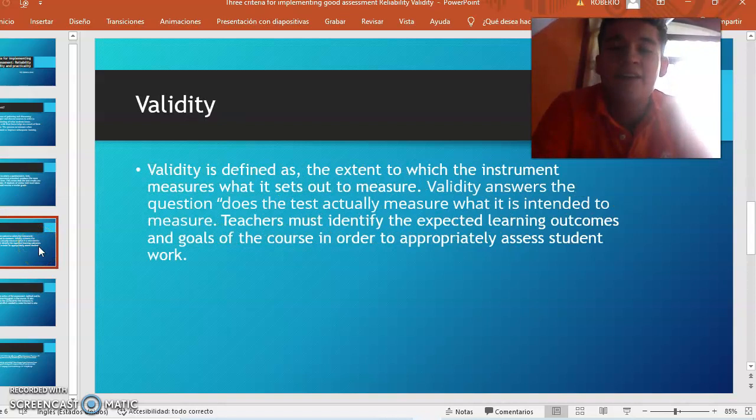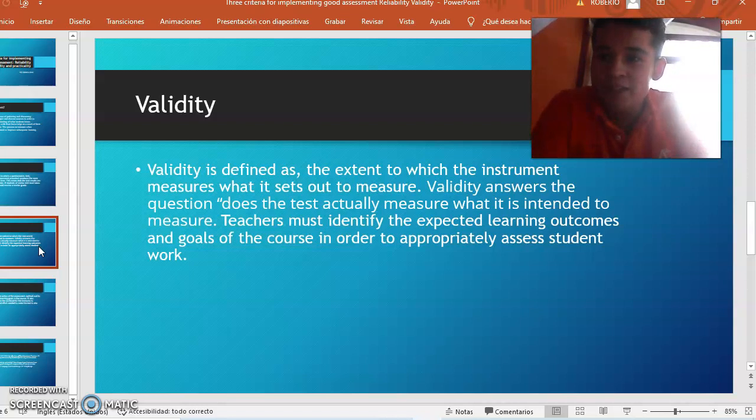Now, validity. Validity is defined as the extent to which the instrument measures what it set out to measure. Validity answers the question, does the test actually measure what is intended to measure? Teachers must identify the expected learning outcomes and goals of the course in order to appropriately assess students' work.